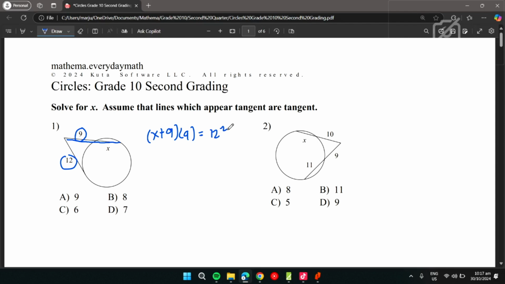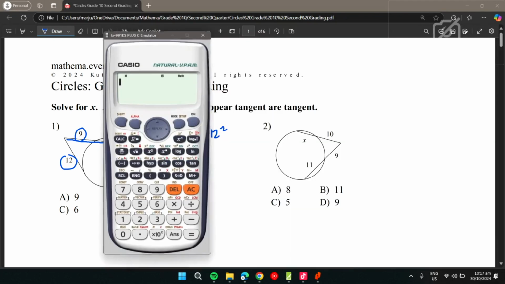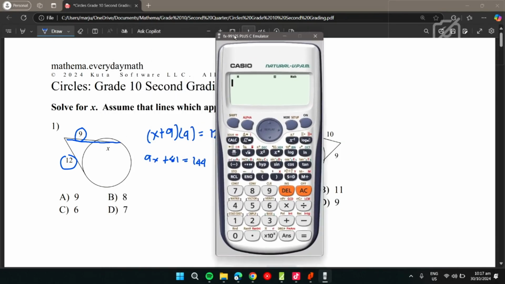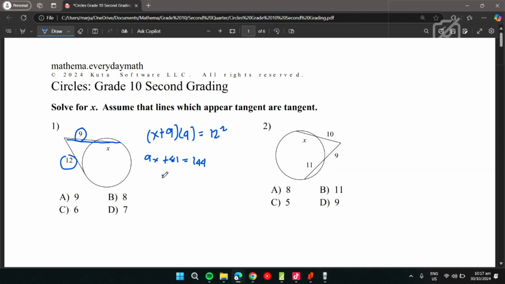Alright? And then we are just going to distribute. So, x times 9, that is just 9x. And then 9 times 9 is 81. And then 12 squared is 144. And then, let me just get the calculator. And then we're gonna do 144 minus 81. That gives us 63. So this is now 9x equals 63.